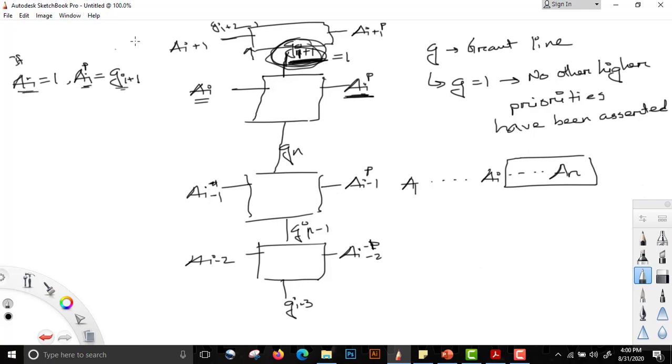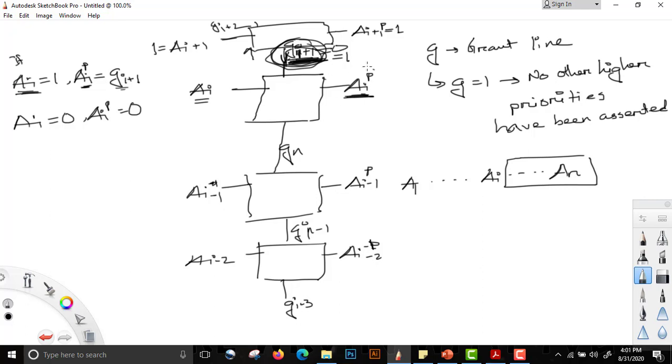Now if the higher priorities are not 0, for example, let us suppose Ai plus 1 is equal to 1, Ai plus 1p would also be equal to 1. In that case, a higher priority has been asserted, so this G over here will become 0. If this G becomes 0, no matter if Ai is 1 or 0, Aip will always be equal to Gi plus 1. So in this case it will be equal to 0. Even if Ai is equal to 1, Aip will be 0. Now if Ai is equal to 0, there is no question that Aip can never be equal to 1. It will always be equal to 0.